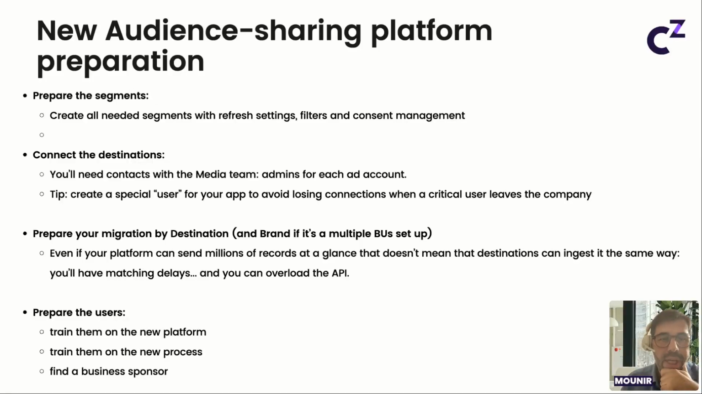So if you don't have any question here, what do we have to prepare on the new audience sharing platform, if we're using Data Cloud, for example? You need to prepare the segments with the refresh settings, the filters, and also using consent. I'm saying this because usually in Salesforce Marketing Cloud, we have sendable data extensions that are already filtered on opt-in subscribers, so sometimes we don't have to go look for it. In Data Cloud, that's not the case, so you'll have to pay attention to this consent.